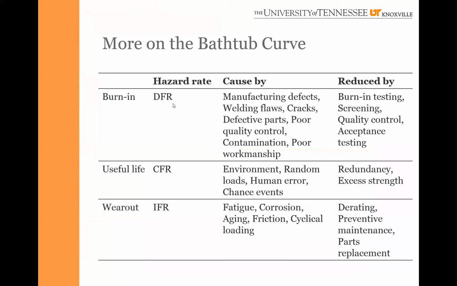So typically DFR is reduced by burn-in period, screening, quality control, acceptance testing. During useful life, you can use redundancy or excess strength to make sure that your reliability is as high as possible. And then when you get to the end of life, when you have an increasing failure rate, you can reduce the amount of pressure or stress that you're putting on your component by derating or maintaining it, right? Or replacing the parts. So these are the strategies used at different stages of the lifetime of a component.